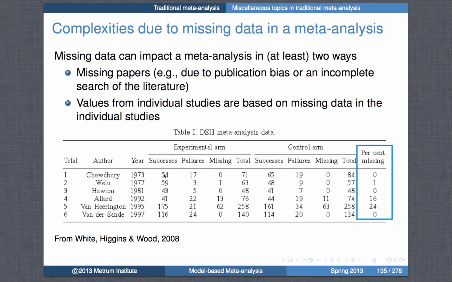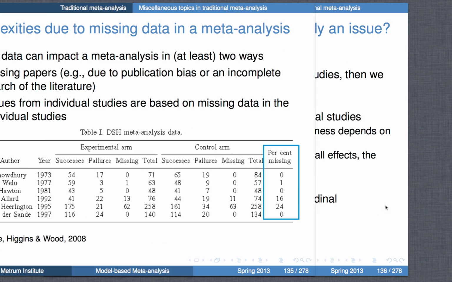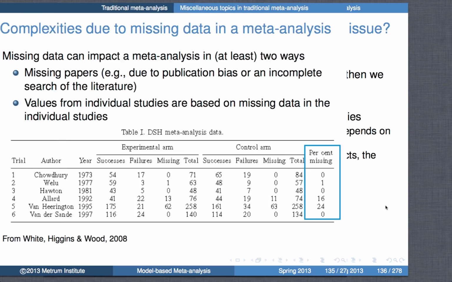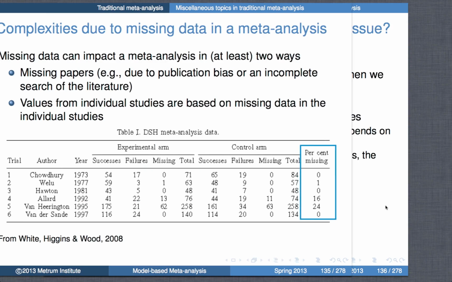And what they've tabulated here is the number of successes and number of failures on both the experimental arm and the control arm, as well as the number of subjects that were missing, so they weren't able to ascertain success or failure. And here we see that the percent missing is varying from no missing data in the first study to 24% of the data being missing in the fifth study. So we have varying degrees of missingness, and that can present problems, and we'll talk in a little bit about other potential issues we may have with missing data within a study.